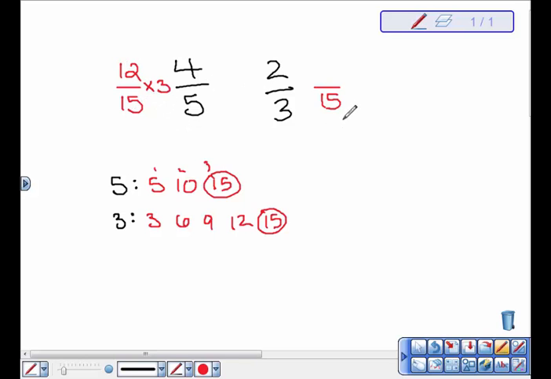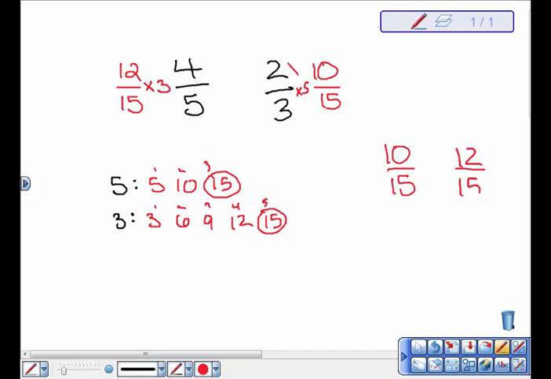Now what I want to do is come over here and do the same thing with 2/3. I want to figure out how many times did I count by 3 before I got to 15. And again, 1, 2, 3, 4, 5. Just count the number of times you did this. Now, if I multiply my denominator by 5, I have to multiply my numerator by 5, and I end up with the fraction 10/15.